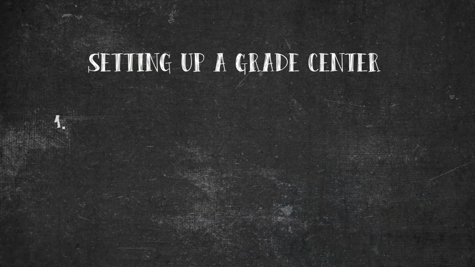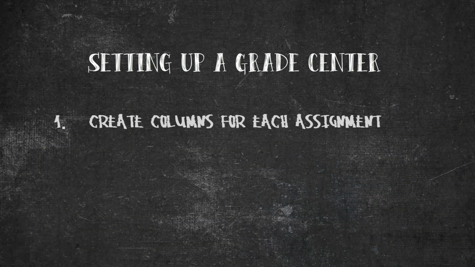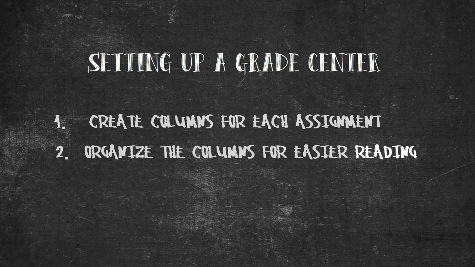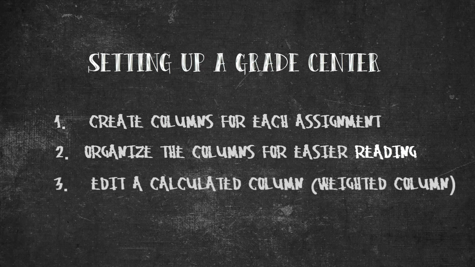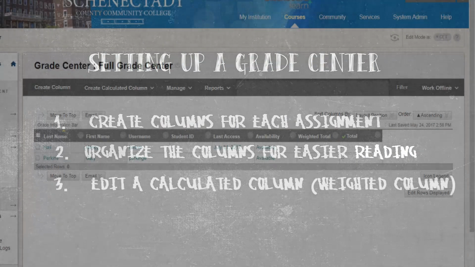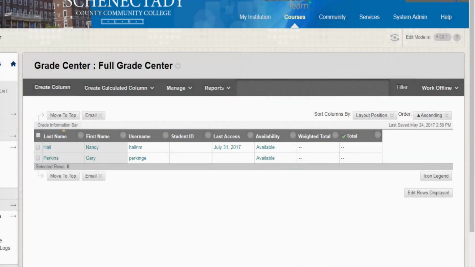Setting up the grade center has 3 simple tasks. First, create columns for each assignment. Second, organize the columns so that the grade center is intuitive and easy to navigate. Third, edit a calculated column, usually the weighted column. Let's look into these. First, there are columns.